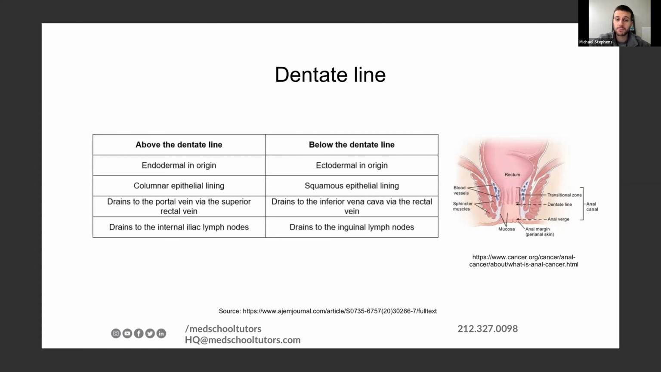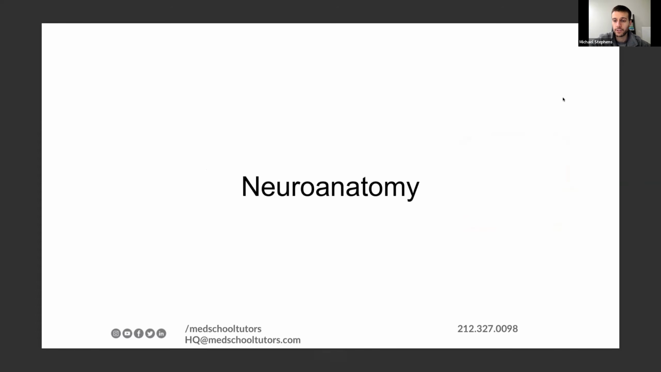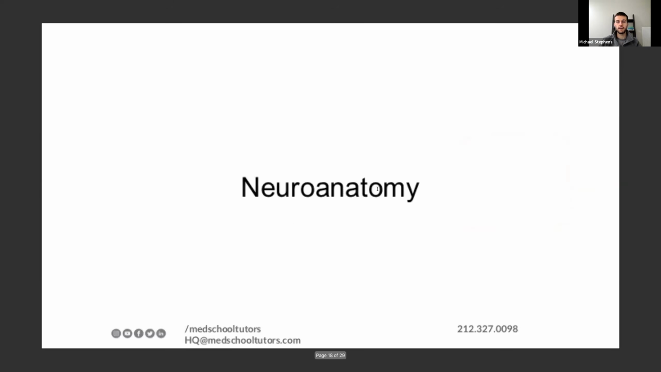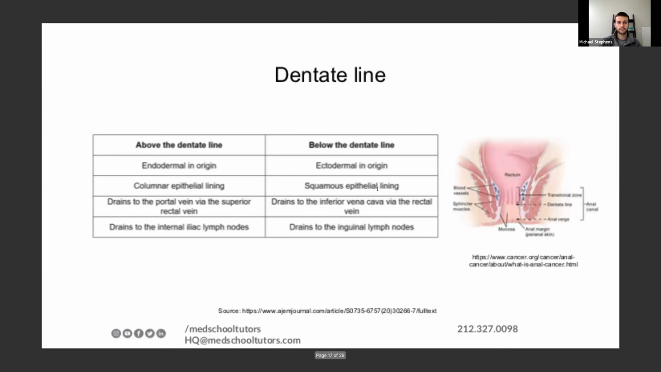Below the dentate line, it's more of a caval circulation. You're draining via the rectal vein into the IVC, and you're draining to the inguinal lymph nodes. High yield stuff right here, though. They love questions on the dentate line, and I'm happy to field further ones of those if you guys have them going forward. But anyway, moving on, we'll keep plugging along and move on to some neuroanatomy now.